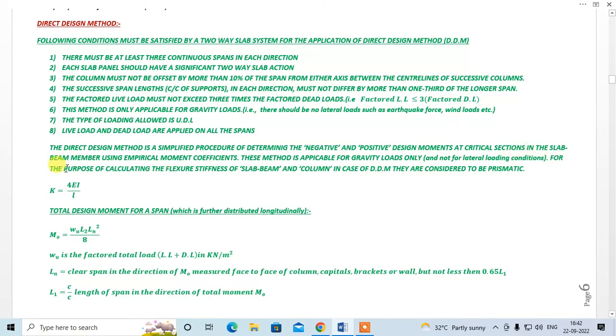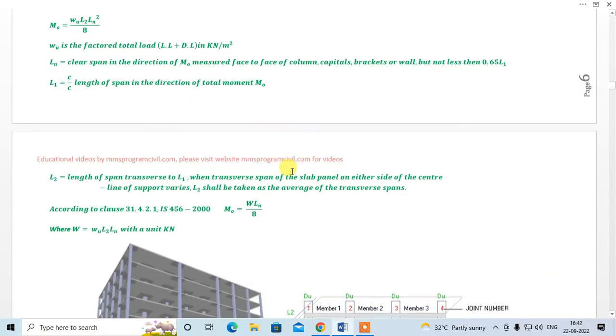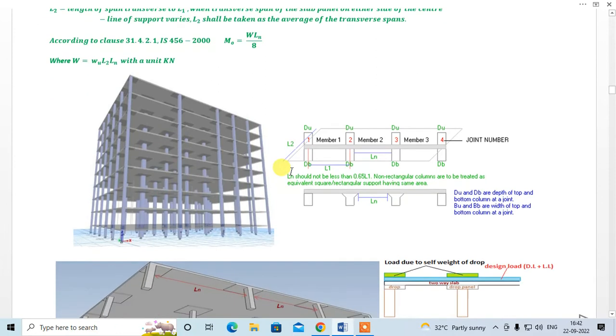For the purpose of calculation, the flexural stiffness of the slab beam and column in case of DDM are considered to be prismatic. This is a very important statement which makes our life easy when we are using DDM. Let me explain what this means. In case of flat slab, we can have a drop or we can also have a column head, right?